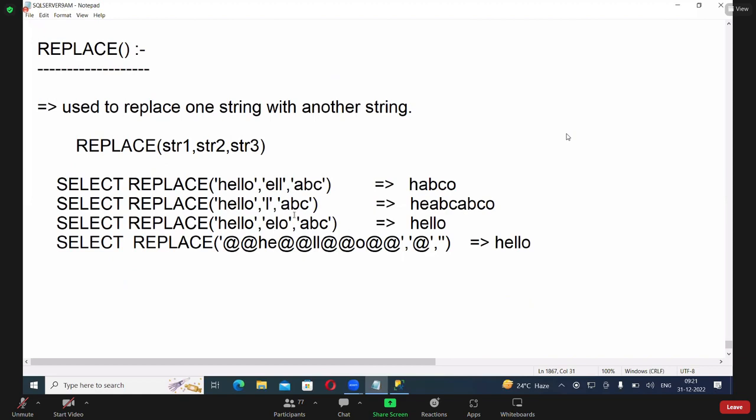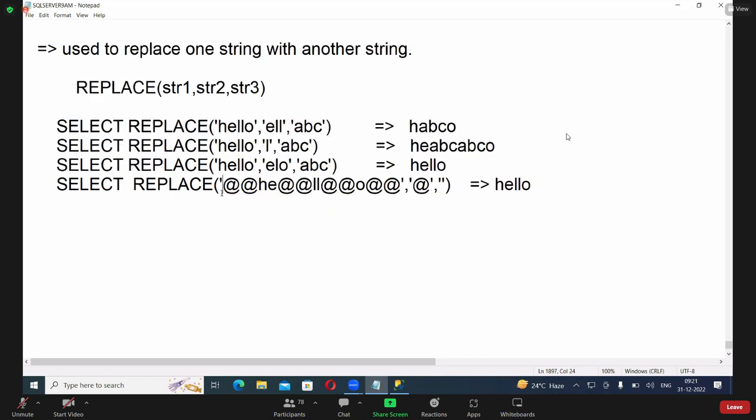Replace function to replace one string with what? Another string. Here in hello, ELL is replaced with ABC. ELO is there or not there? Not there. If it is there, replaced. If it is not there, it's not replaced.